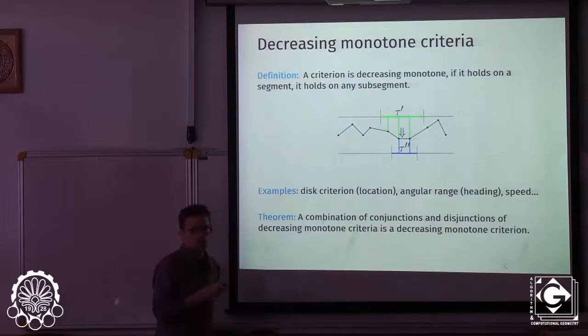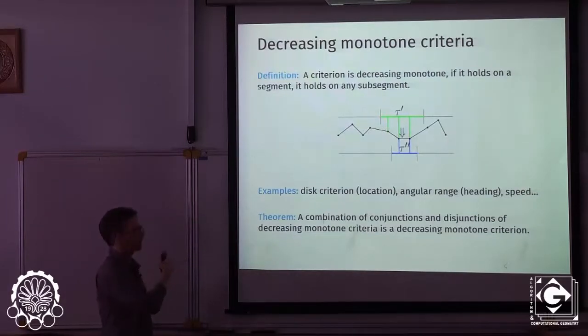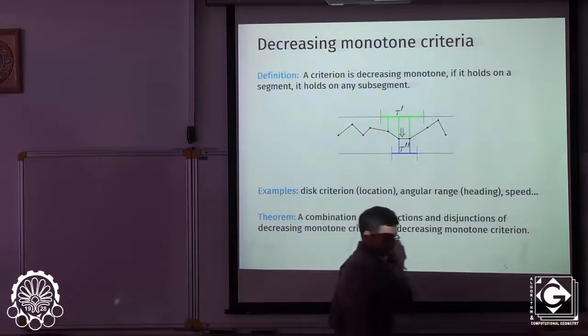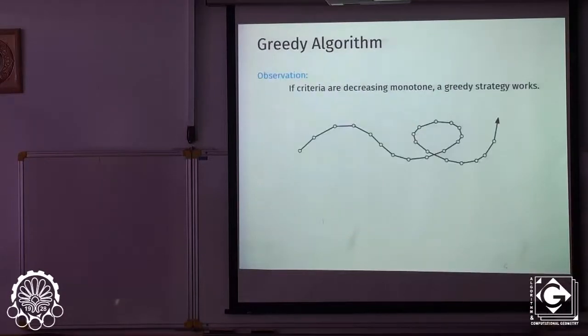Now, if we have this type of criterion, then algorithmically it's actually very easy to handle. And we can actually do what I already did in these examples where I always started at the beginning, because if it's decreasing monotone, then a simple greedy strategy works. So that means I can simply start at the beginning and test whether the criterion is valid. If so, I will continue. And then maybe at some point it breaks. But now, since it's decreasing monotone, I know that if it's not valid on this part, it can also not be valid on any longer part. So there's no reason to check anything beyond it. So at this point, I could cut and restart.